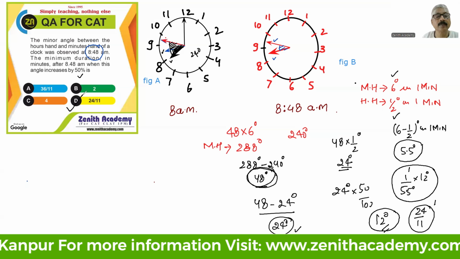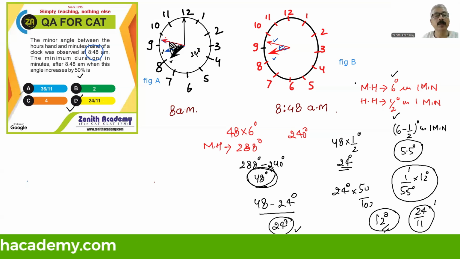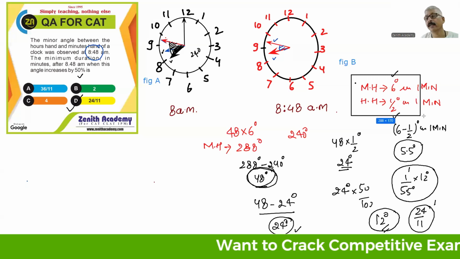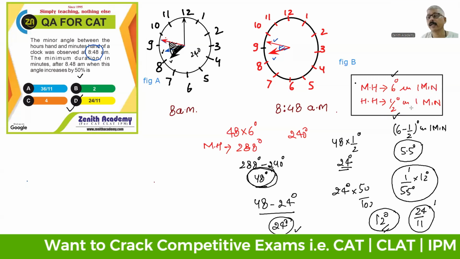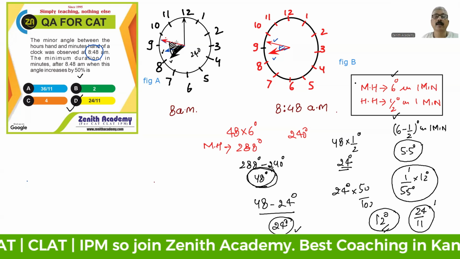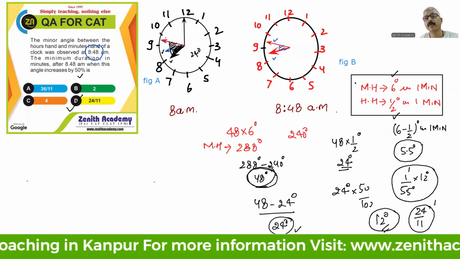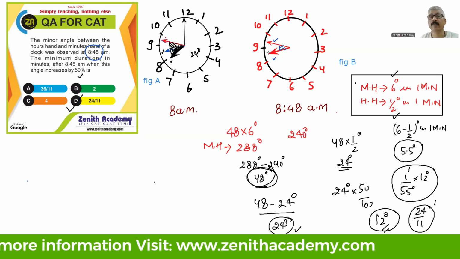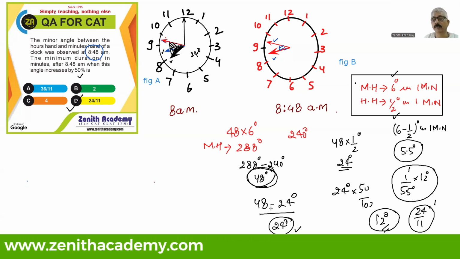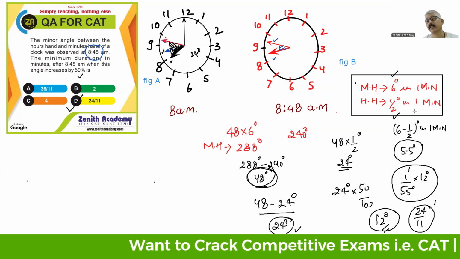So here it is option D. Look here, in this question, this conceptual understanding is required: that minute hand moves 6 degree in 1 minute and hour hand moves half degree in 1 minute. And then the first step of this question is you have to find the angle between minute hand and hour hand when the time is 8:48 a.m. And as you find it, the angle is 24 degree. Then the question is very simple. 50% of this is 12 degree. And now relatively, the minute hand speed is faster than our hand.